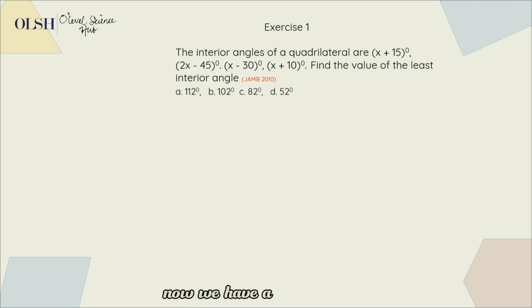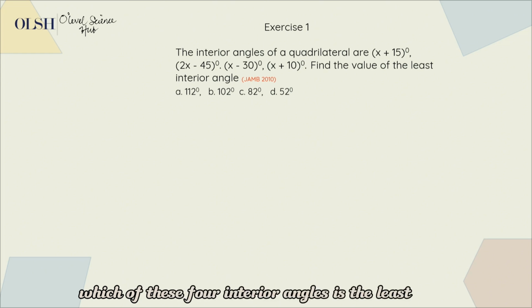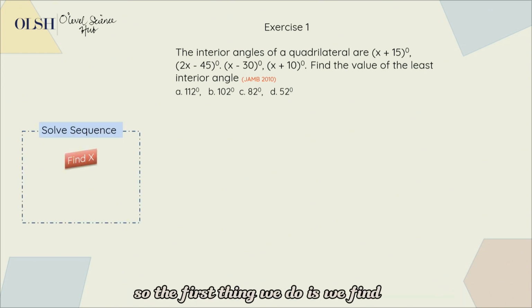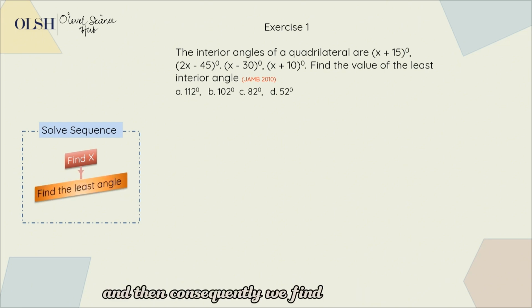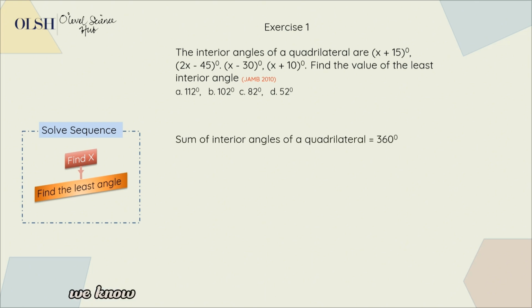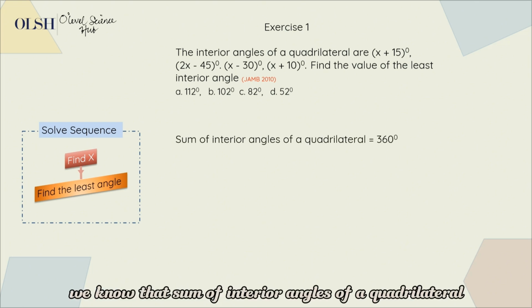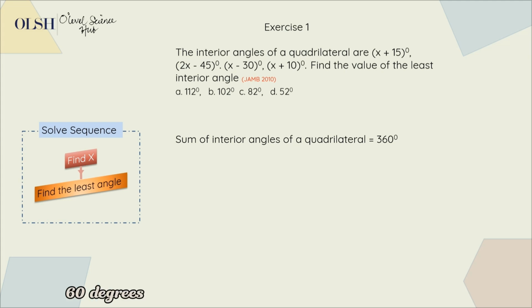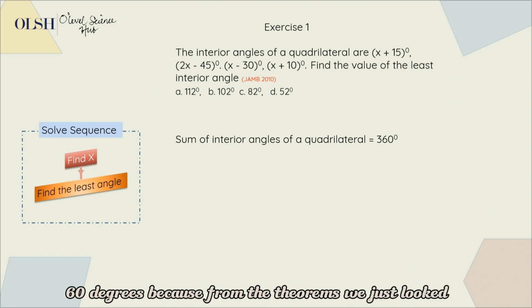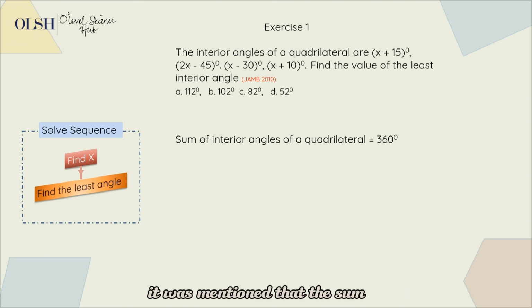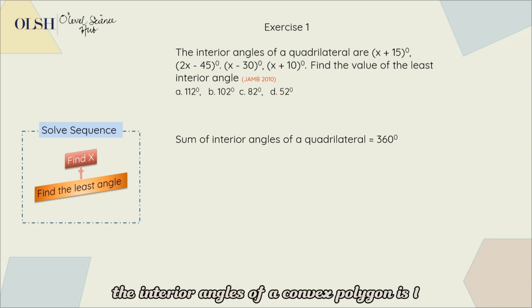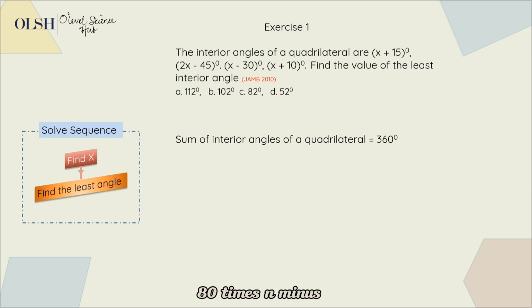Now, we have a quadrilateral and we have the 4 interior angles. We're asked to find which of these 4 interior angles is the least angle. So the first thing we do is we find x, and then consequently we find the least angle. So we know that the sum of interior angles of a quadrilateral equals 360 degrees, because from the theorems we just looked at, it was mentioned that the sum of the interior angles of a convex polygon is 180 times (n minus 2). So n there stands for the number of sides.